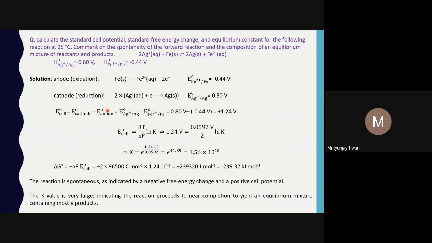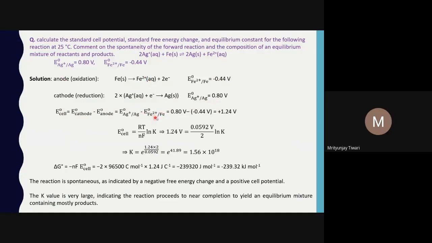minus E naught anode. We have derived this as well, and here we take only the reduction form. So E naught cell means the standard reduction potential for the reaction at the cathode and at the anode. The cathode is the silver electrode, so for the silver electrode the standard reduction potential, 0.8 volt, minus the standard reduction potential at the anode, which is the iron electrode.